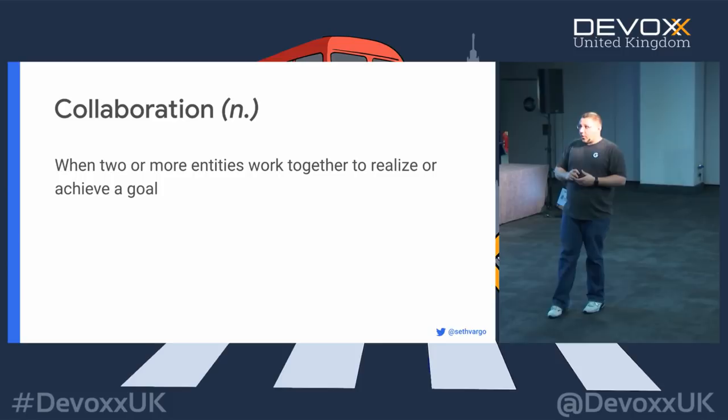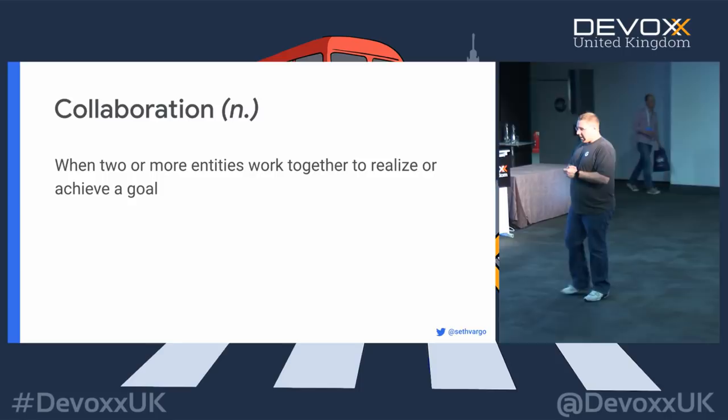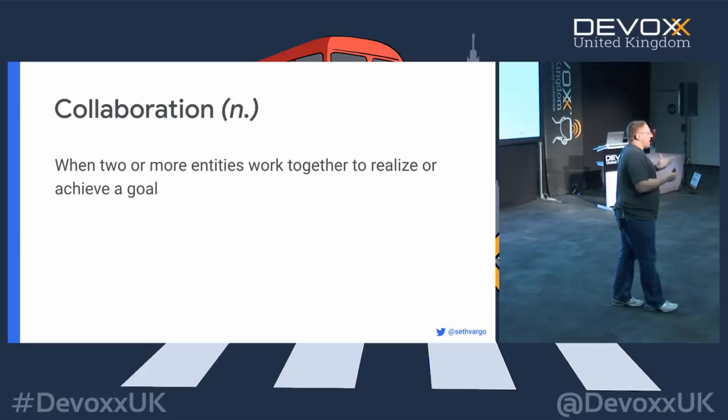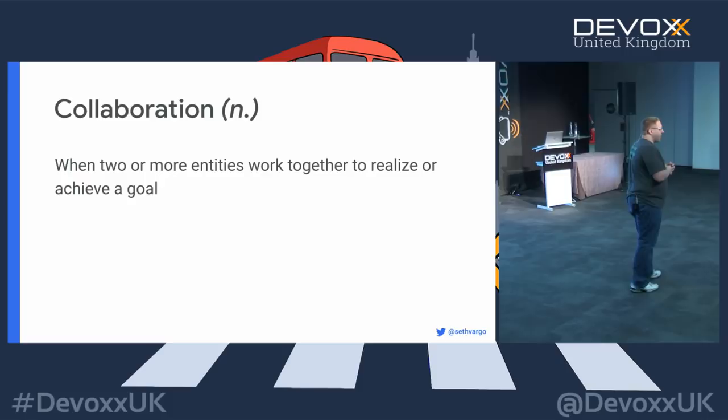So with that, let's talk about collaboration. Collaboration, as defined by Wikipedia here, is when two or more entities work together to realize or achieve a goal. There's a few things to point out here. I use the word entity. Wikipedia uses the word humans, and I think that's a little unfair to our AI gods who are soon to take over the world.